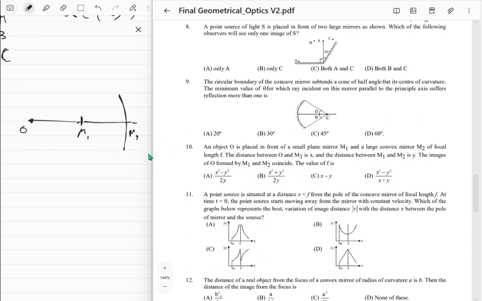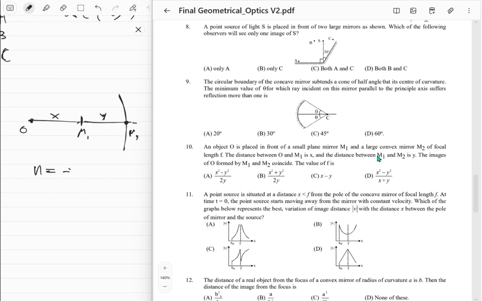Okay, so then these coincide. The value of F is... right. So let's just say this is the actual optic center, the optic pole. Yes, this is our origin. O is not the origin, right? So we know this is Y. This is distance Y. That's X over here. So at the X coordinate of negative X, negative Y.